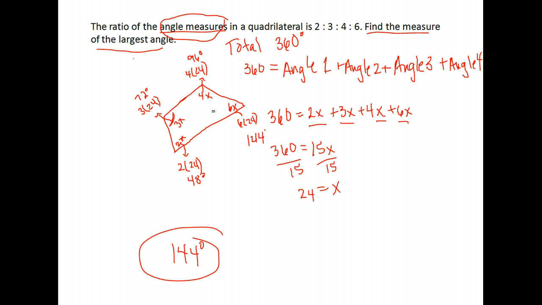So key things we had to know here is that we were talking about angles, so we were talking about the corners, and that the total degrees, the total angles inside a quadrilateral, are 360.